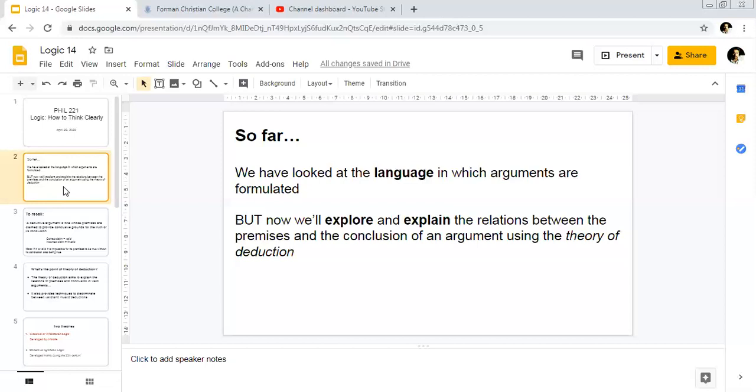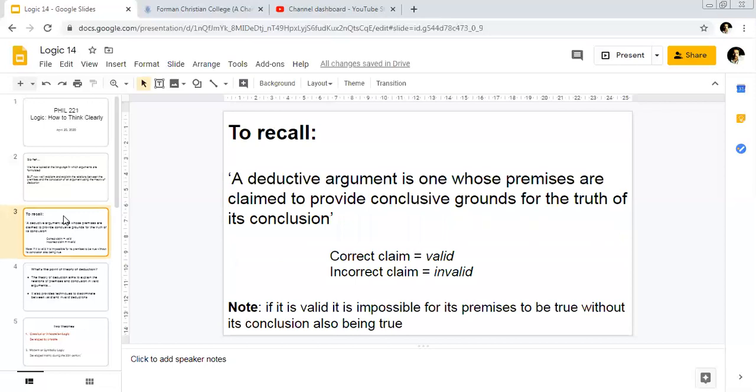Okay, so before I tell you what the theory of deduction is, let's just recall quickly what a deductive argument is. A deductive argument is one whose premises are claimed to provide conclusive grounds. That is the key word, right? The conclusive grounds for the truth of its conclusion. So that's what differentiates it from inductive arguments. For those of you who've forgotten what inductive or deductive arguments are, just go back to the book and try to recall, and I'm sure it'll come back, right?